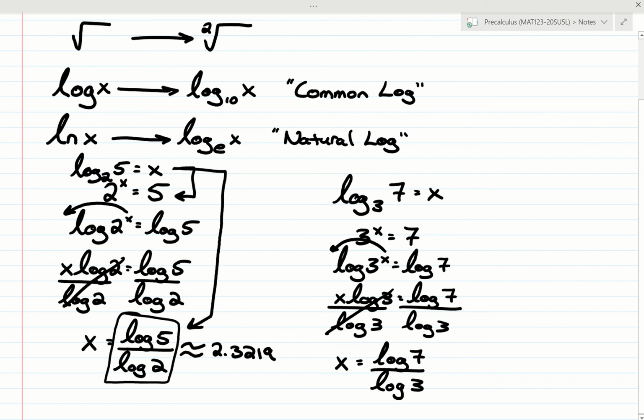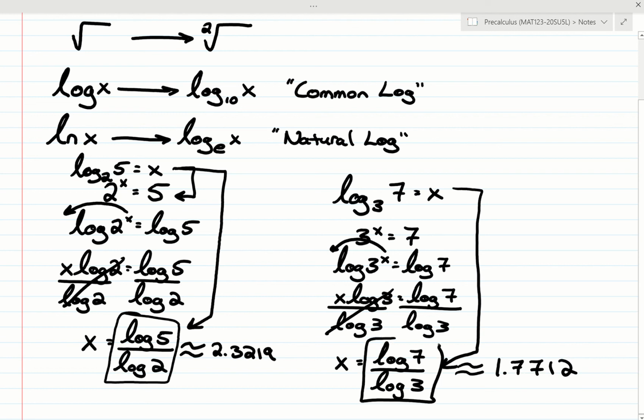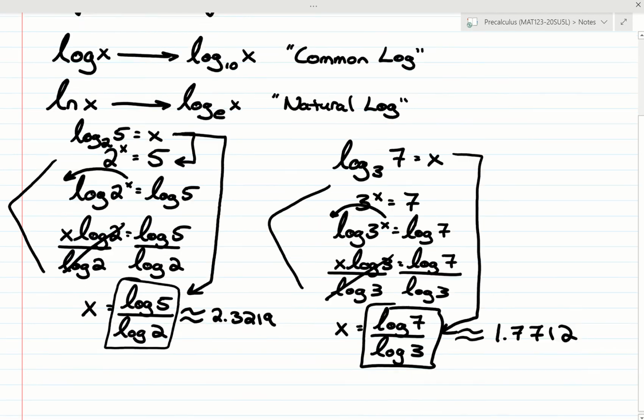So again, take a look at what we started with and notice where the argument is and notice where the base is. Just to finish this problem, if we type in log 7 divided by log 3, we'll get the answer is 1.7712. So what the change of base formula says is we don't have to do these steps over and over again. That's unnecessary. We could see a pattern here.